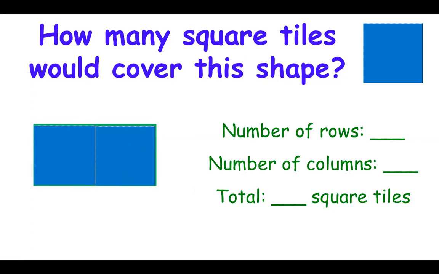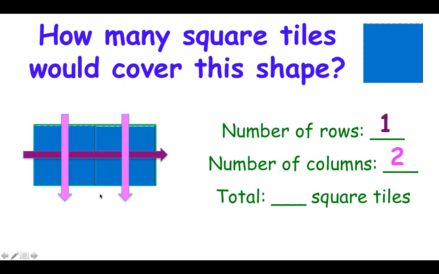Okay, now it's time to count the rows. 1 row across. Let's count our columns. 1, 2, 2 columns going up and down. So that makes 1, 2, 2 total square tiles.